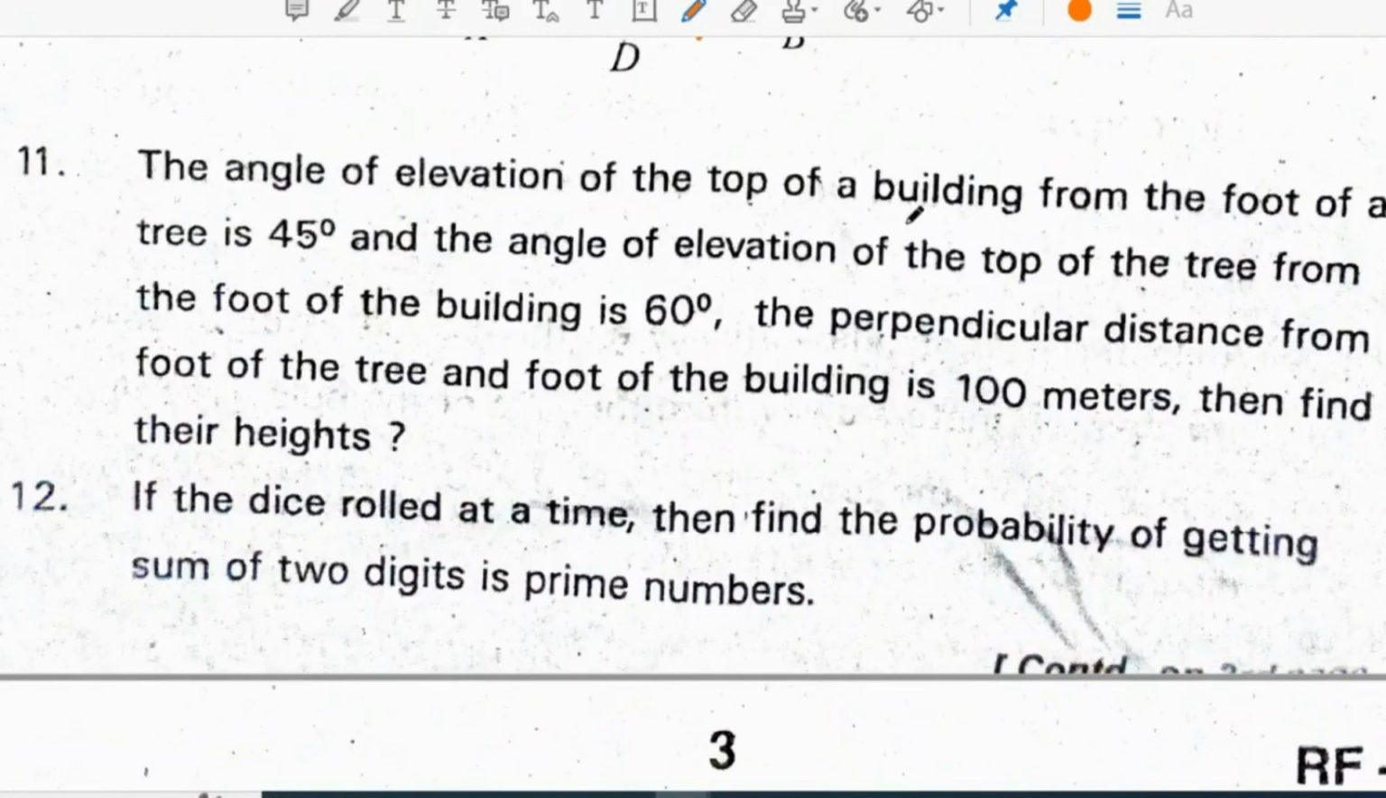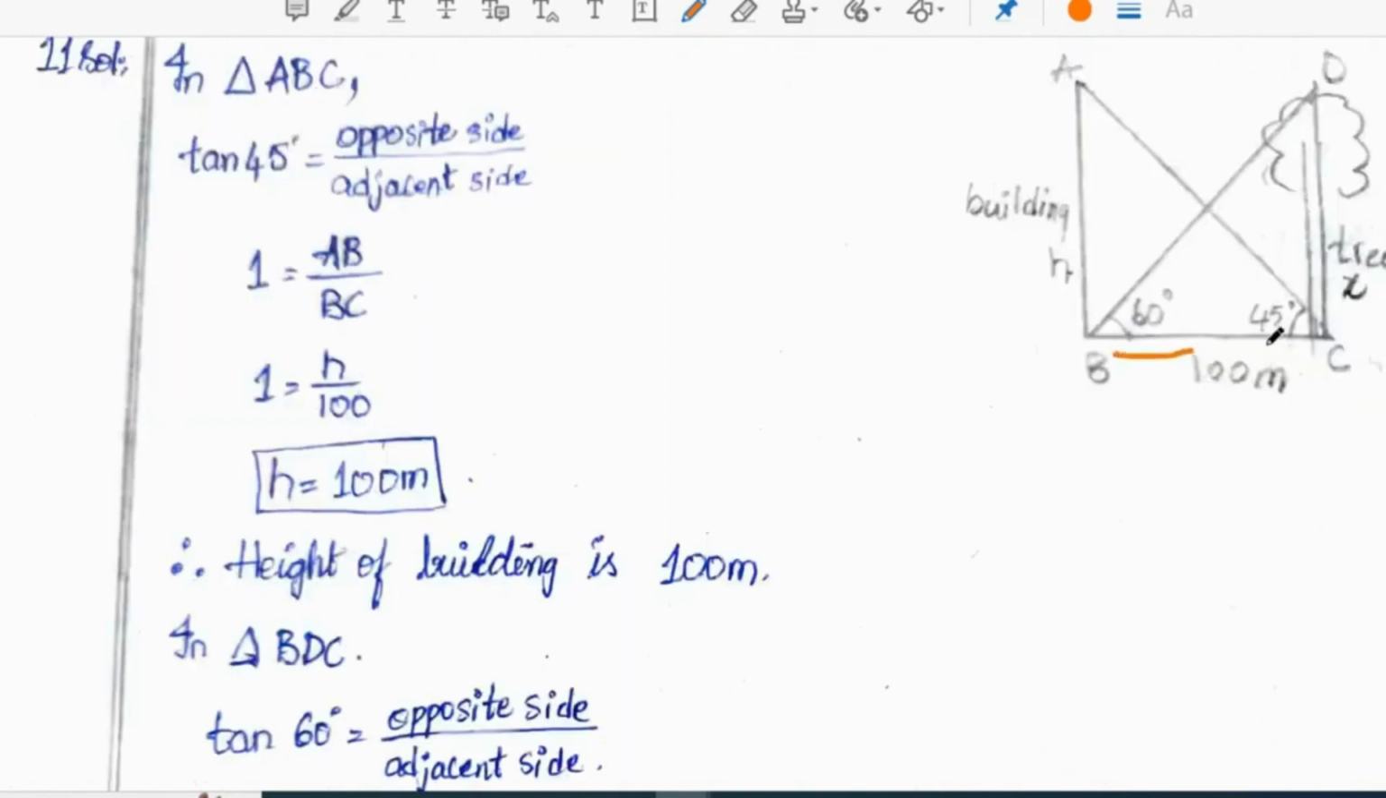The angle of elevation of the top of a building from the foot of a tree is 45 degrees and the angle of elevation of the top of the tree from the foot of the building is 60. The perpendicular distance from the foot of the tree and foot of the building is 100 meters. Then find the distance between the tree and building is 100 meters, which is given. So we need to find height of the building and height of the tree in the question.